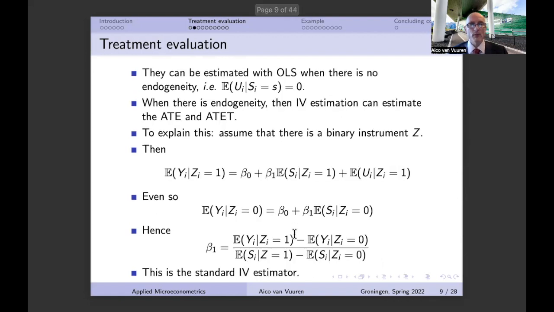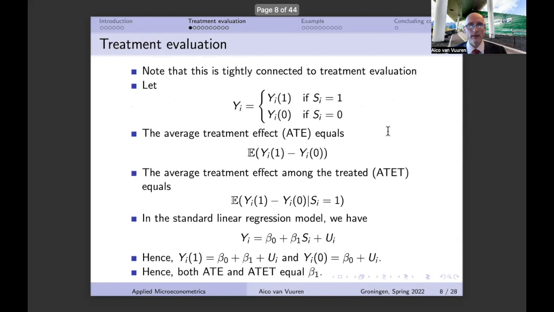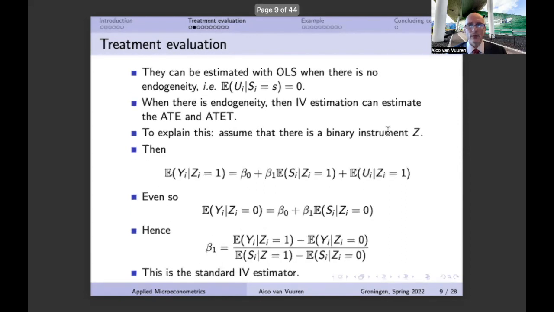Well, I know that you have already seen IV many times before, but let's look at a very simple example to see what we actually do at the moment that we're going to use instrumental variable estimation in this particular case. Let's assume that we have a binary instrument. So Z can only take two values. Z is either equal to 0 or it's equal to 1.